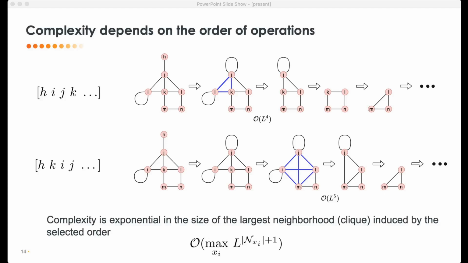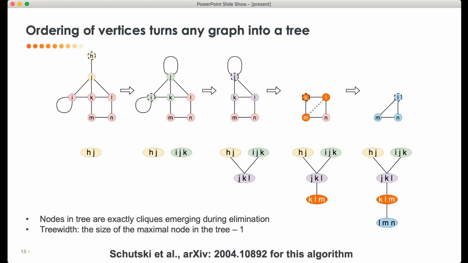The complexity of different orders can differ exponentially, and the question is how to find orders such that the variable elimination has the lowest cost. To formulate this problem in terms of graphs, let me show that any ordering of vertices maps a graph into a tree. The vertices in this tree are cliques in the original graph, which emerged during some elimination sequence. Here is an example of how to build this tree graph.